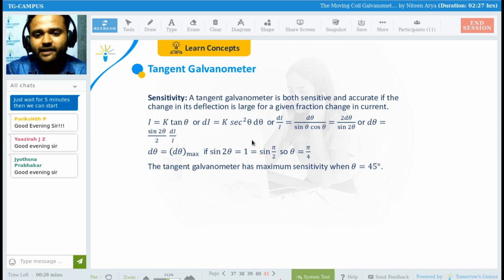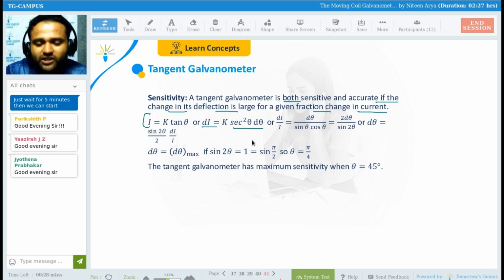So sensitivity: a tangent galvanometer is both sensitive and accurate if the change in its deflection is large for a given change in current. So I equals K tan theta, or dI equals K sec squared theta d theta. That is just differentiation. So dI by I, or you can say change in current upon I, is nothing but d theta, change in deflection, upon sin theta cos theta. That is simply a mathematical relation, so I'm not going into that depth.